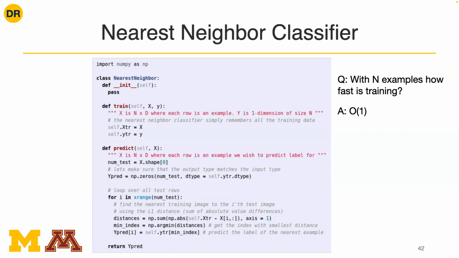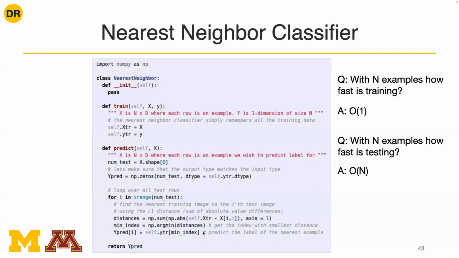The next question, and this is the more important question in all likelihood, is with, let's say, n training examples, how fast is it going to take at test time to predict a label? The answer is that to predict a label for a single test image is O of n, right? Because we have to compute the distance between this one test image and all n of our training images that we saw during training time.